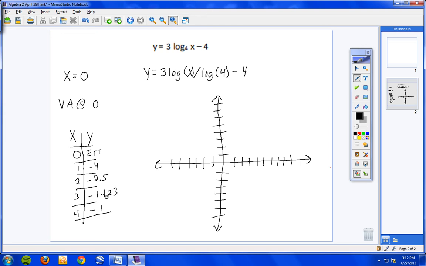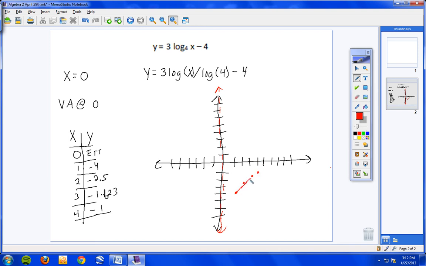All right, your vertical asymptote is at 0, so I'm going to put a dotted line going right through 0, which of course falls on top of the y-axis. So there's your vertical asymptote. And now, point number 1 is (1, -4). So I plot that point. The next one is (2, -2.5), and the next one would be (3, -1.6), and the next one is (4, -1).